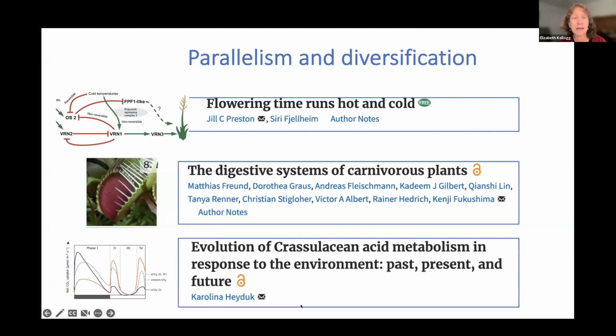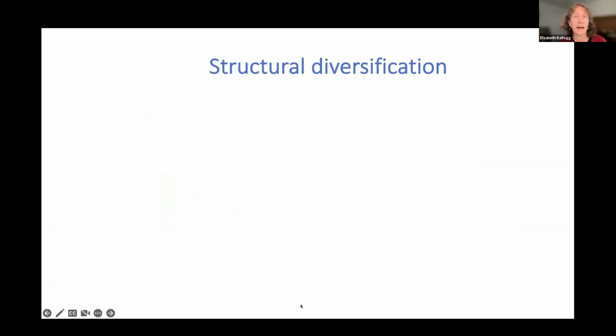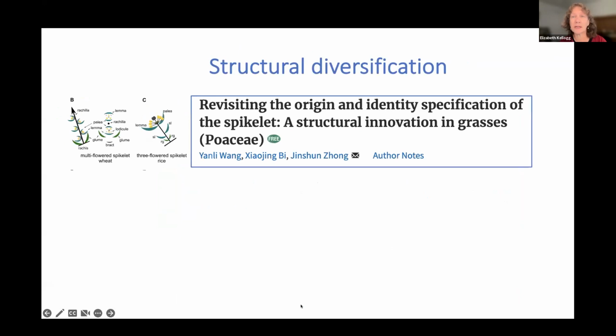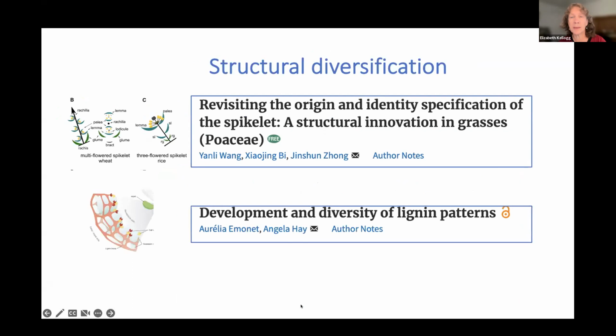And crassulacean acid metabolism, a paper by Carolina Hayduk, another pathway that has evolved multiple times in evolutionary history. And structural diversification. We have an update on the origin and identity of the spikelet, led by Yanli Wang and Jincheng Zhong's group, and a paper on development and diversity in lignin patterns by Aurelia Emonet and Angela Hay. And Aurelia is here to talk to us today. So this is the group we have today.